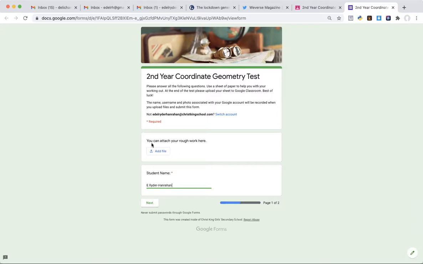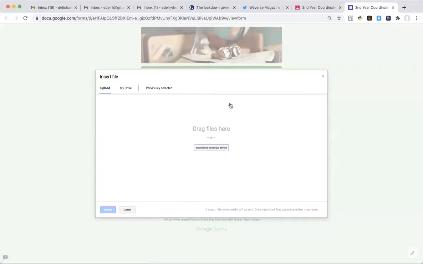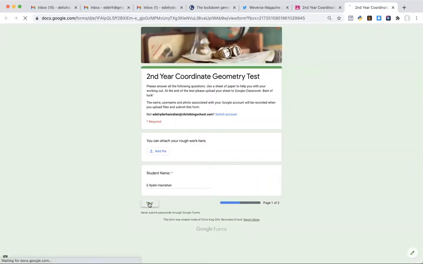And we can see here that you can attach your rough work. Now it is on the first screen, but you can always come back to it. And when you've taken a photograph of your rough work, you'd be able to upload it, put it on your drive, or whatever way you needed to do there to attach your rough work.